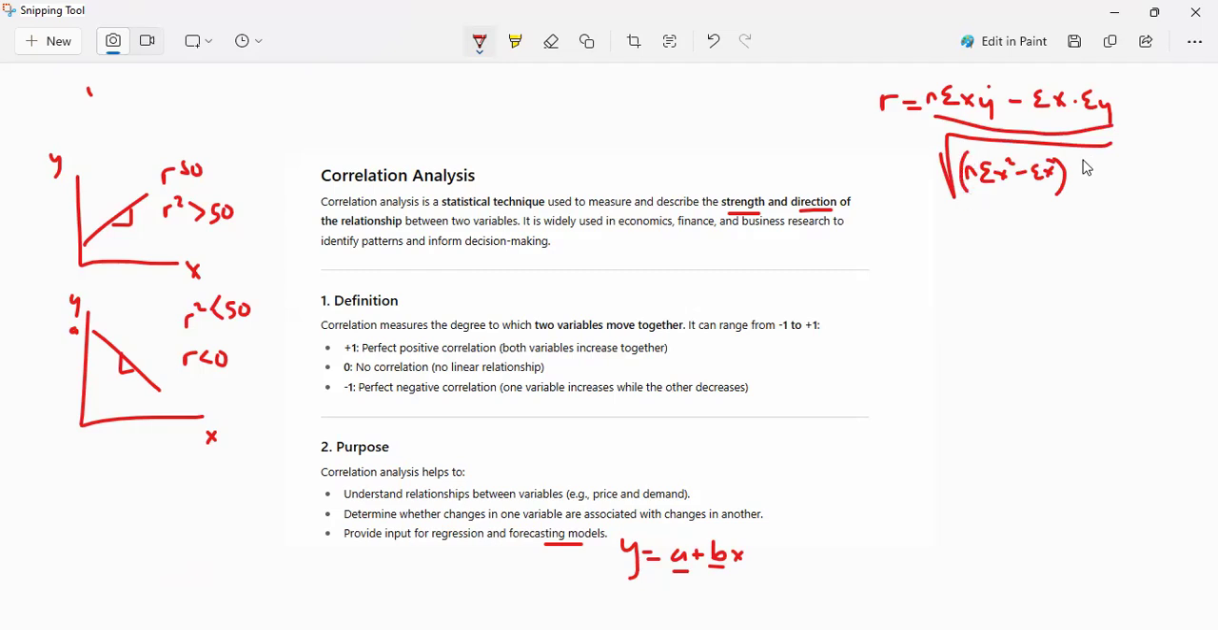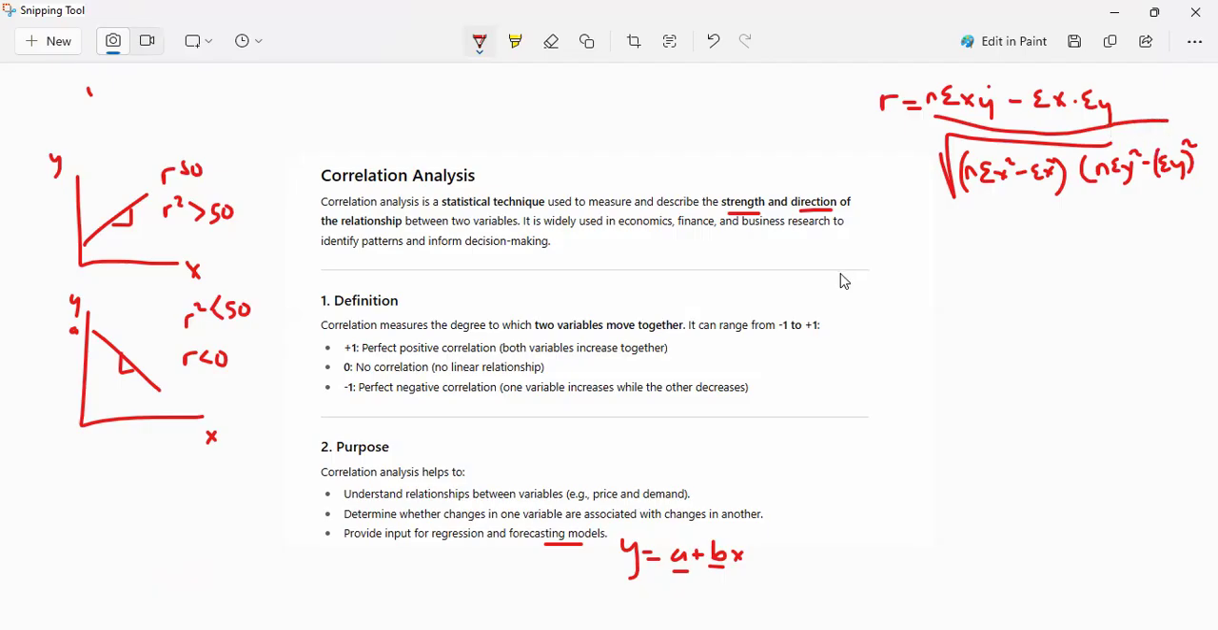Then also, this is called the variation of X. And then N summation of Y squared, oh, this is Y in this case, the variation of Y. N summation of Y squared minus summation of Y to the power 2. So one is in brackets and one is not in brackets.